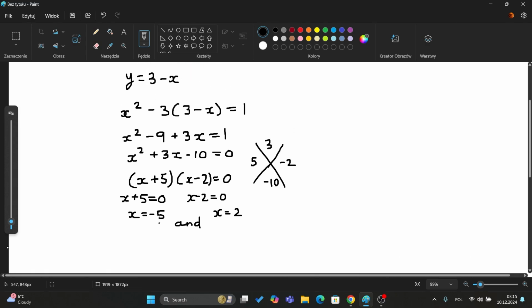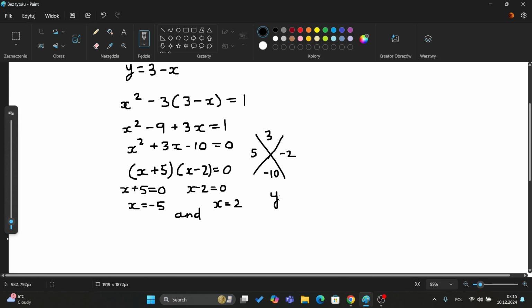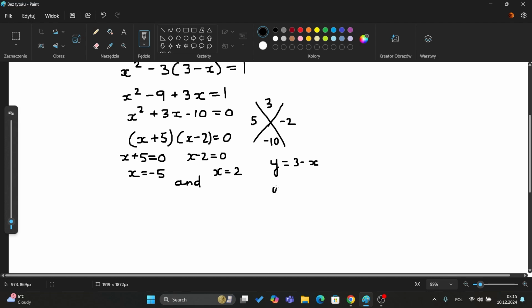So now we have to find the y, so y equals to 3 minus x, and therefore y is equal to 3 minus negative 5, or y is equal to 3 minus 2, which is 8 and 1 respectively. And so when x is equal to negative 5, we have y value of 8, and we have y equals 1 when x equals to 2.